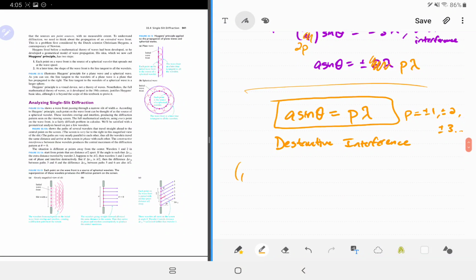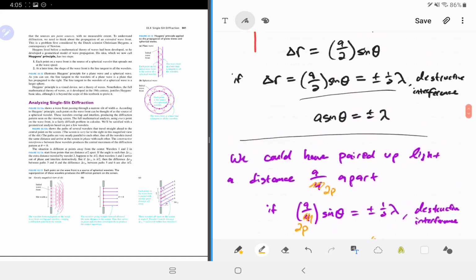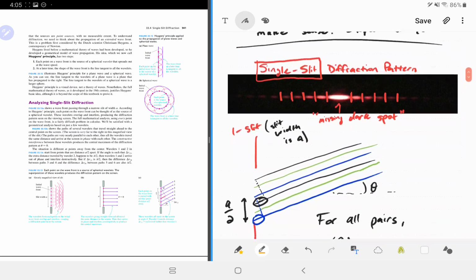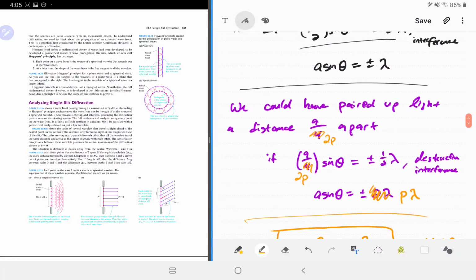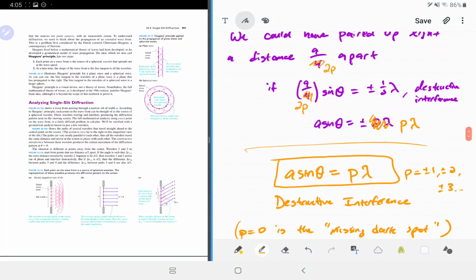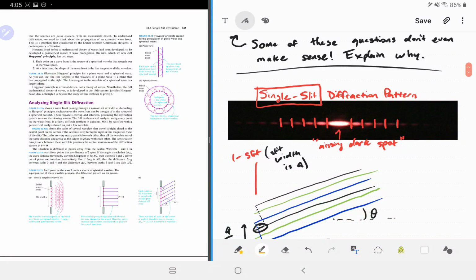So p equals 0 is called the missing dark spot. And this exactly explains why in this picture we have a missing dark spot right at the center. So that center would be p equals 0 in that formula. But in the derivation, p had to be a non-zero integer to get destructive interference. So we only see these dark spots away from the central maximum.